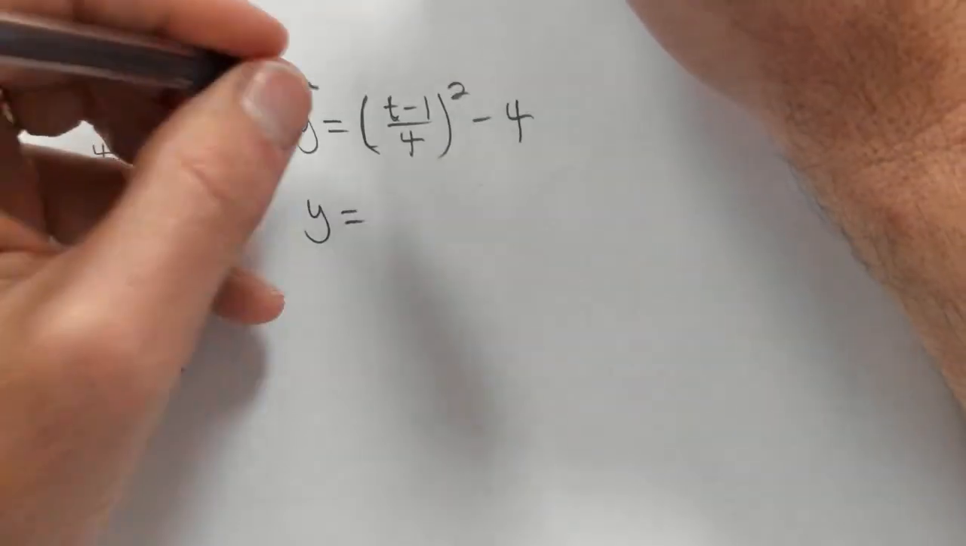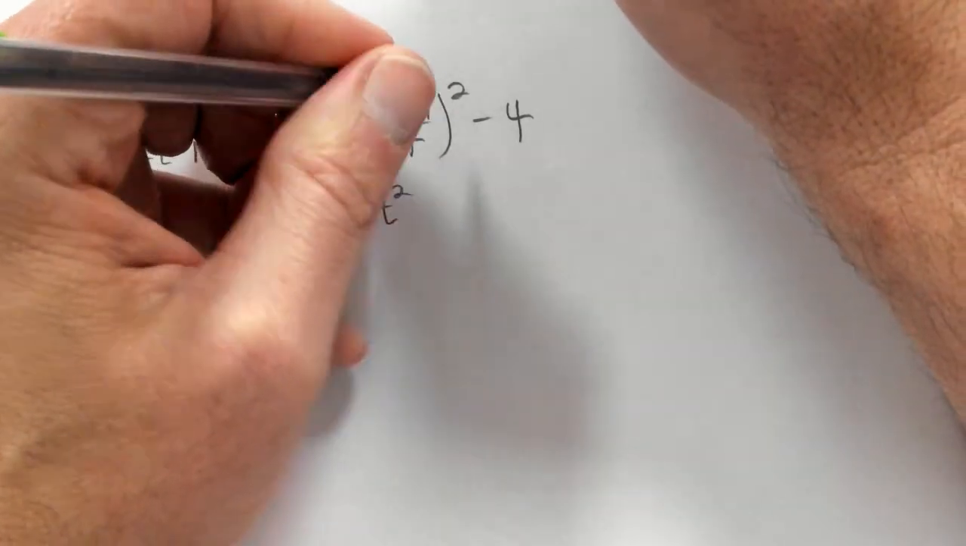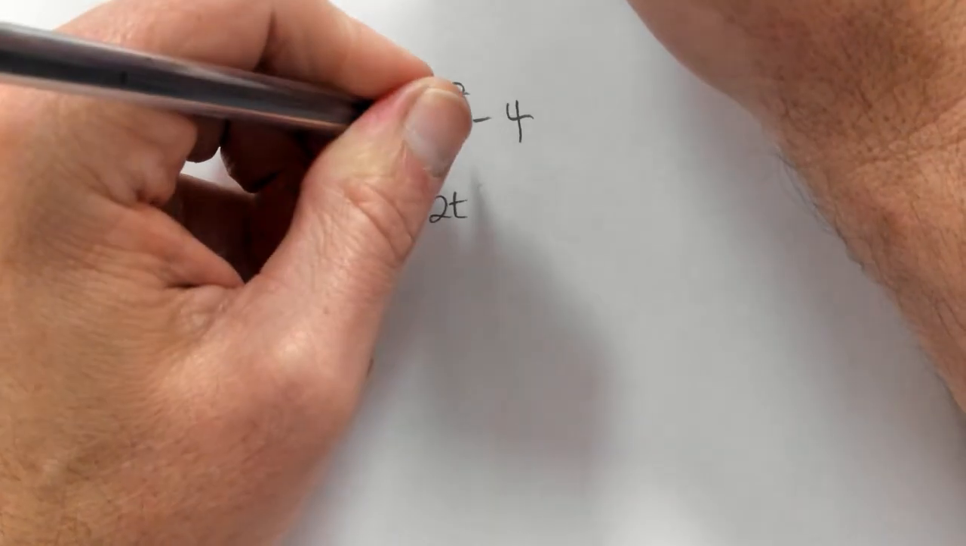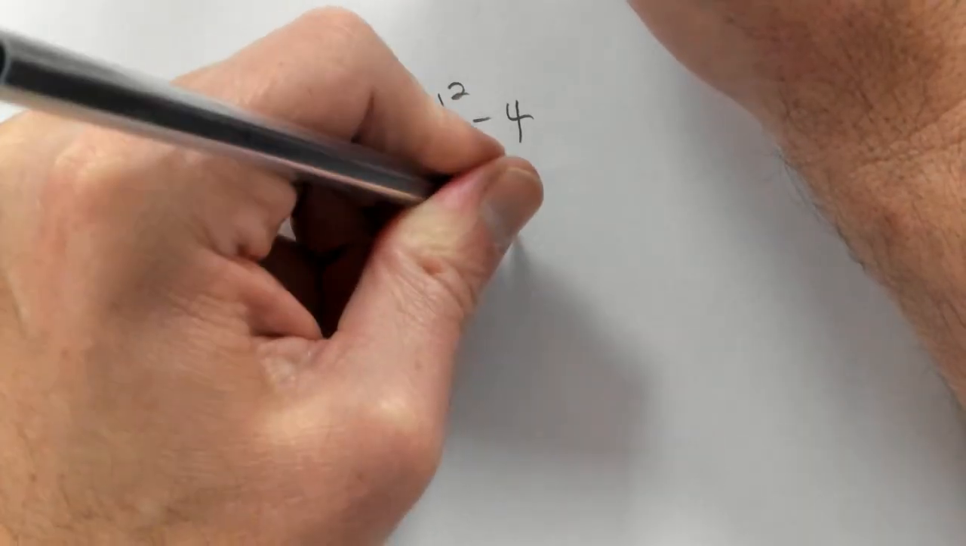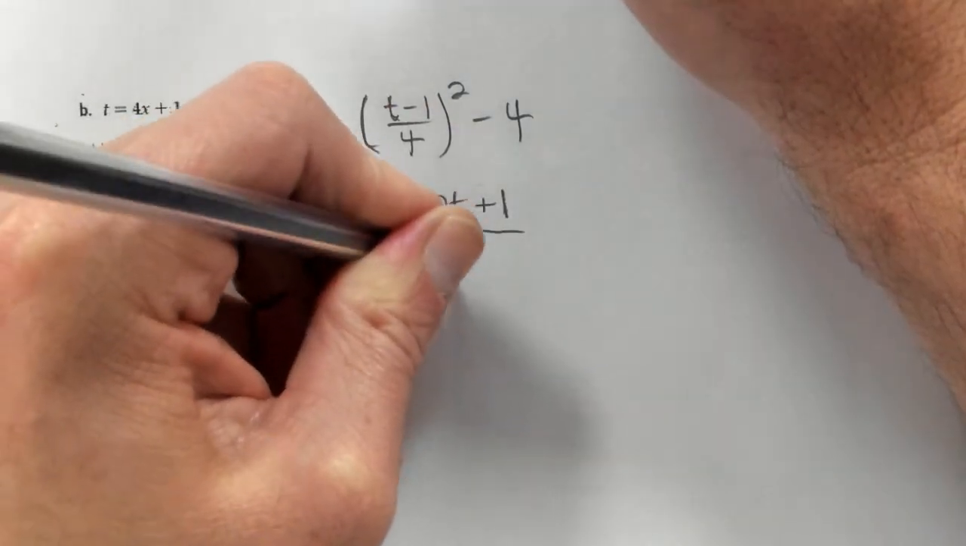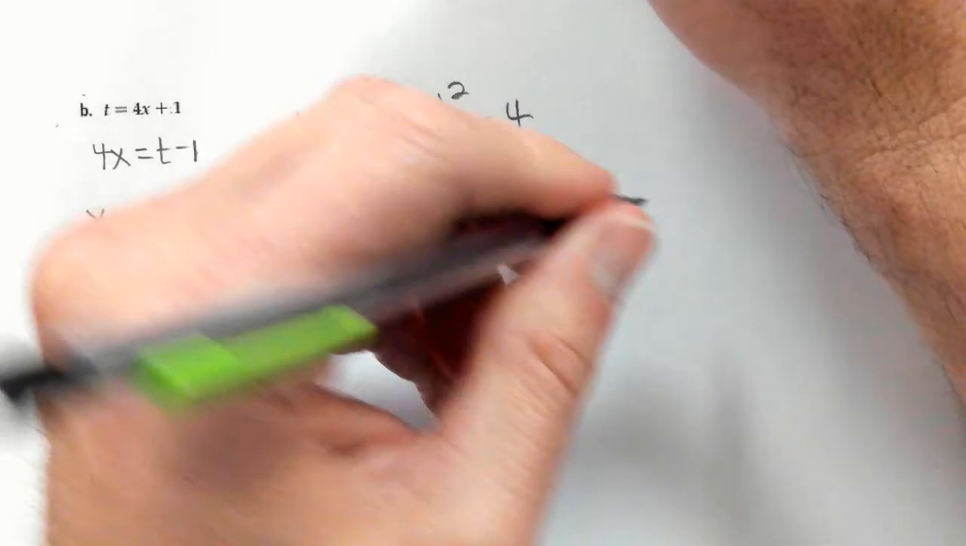And so t times t is t squared, right? And t times negative 1, that's negative 2t. And then negative 1 times negative 1 is positive 1. And of course we've got a fraction here. 4 times 4 is 16. All right? And that's still going to be minus.